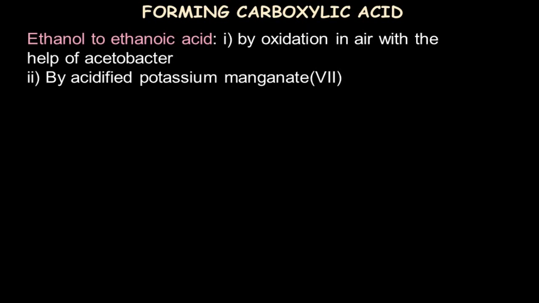So now let's go ahead with the forming of carboxylic acids, in what way we make the carboxylic acids. One of the most common carboxylic acids is ethanoic acid. Very common uses it has. So let's make ethanoic acid, and it is made from ethanol. Now we have seen what ethanol is in our earlier video of alcohols.